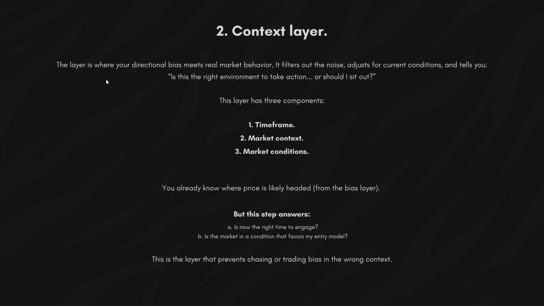And this layer is basically where your directional bias meets real market behavior. This is where you take a step back and use the components within this layer to figure out whether it's the right time to trade or not, whether we have the right environment or the correct market conditions to take action or to frame trades, or whether you should just sit out and wait until the right conditions appear. This is basically the main function of this layer.